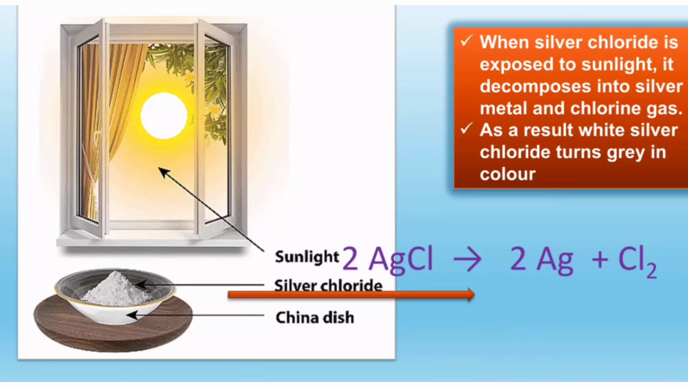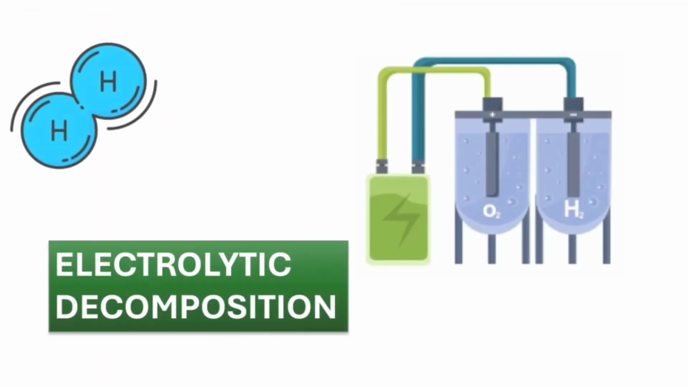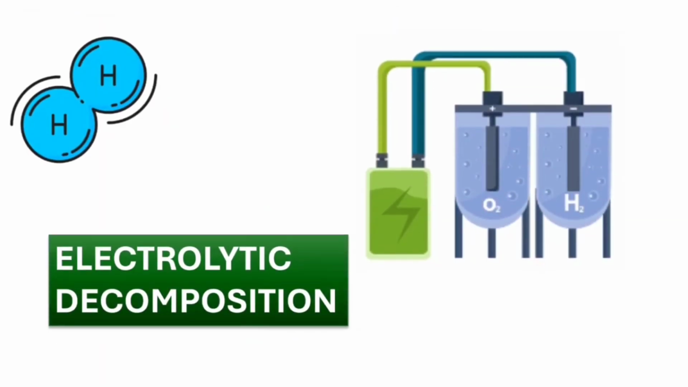So in the presence of sunlight, silver chloride changes color from white to grey. Why? Sunlight is the main reason. So it is an example of photo decomposition. Photo means sunlight. Next one is electrolytic decomposition reaction.